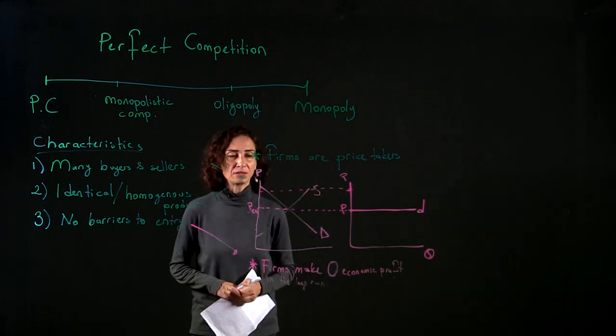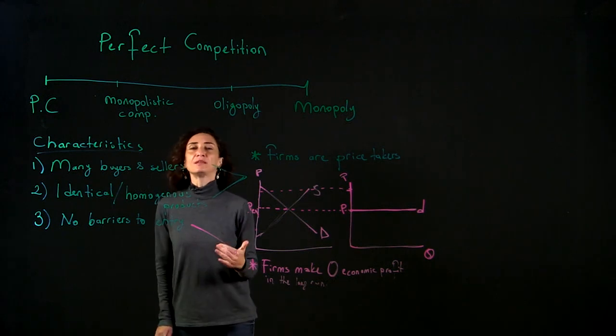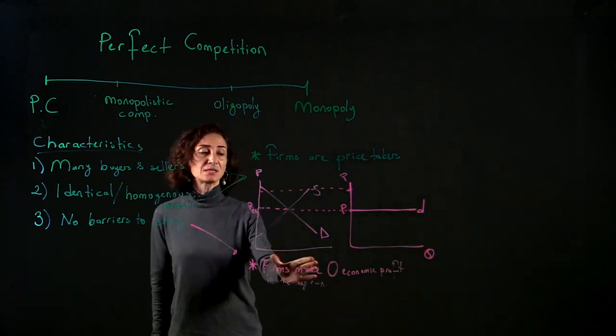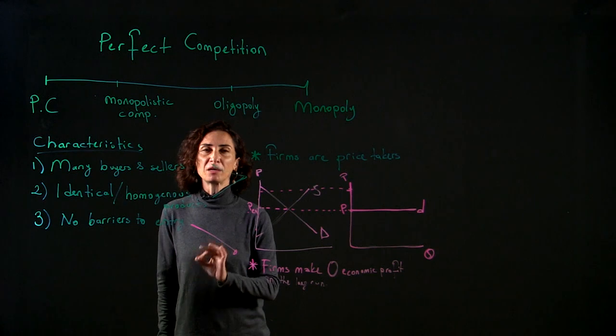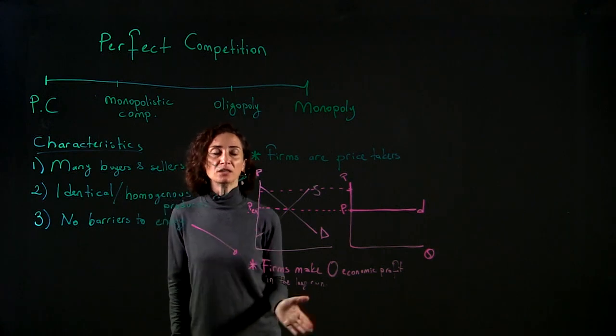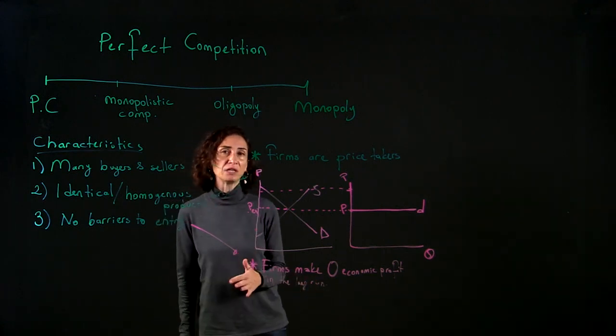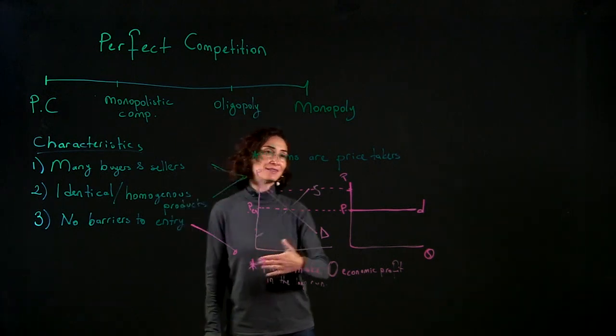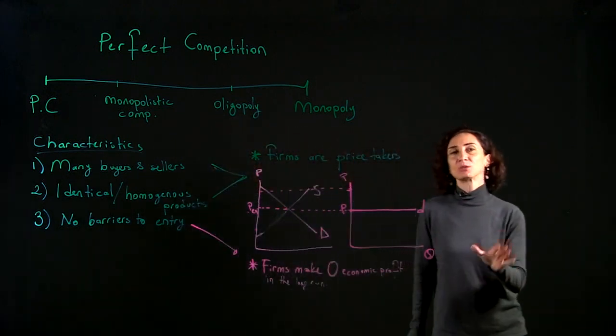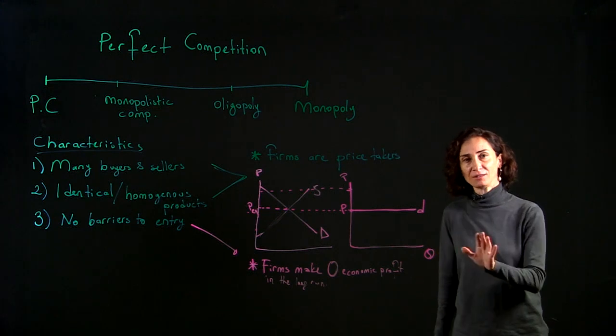Okay, let me repeat this. Firms in perfectly competitive markets make zero economic profit in the long run. So let's remember the distinction between short run and long run. Let's think about the relationship between short run and long run.